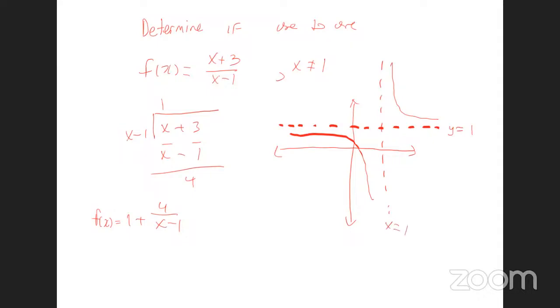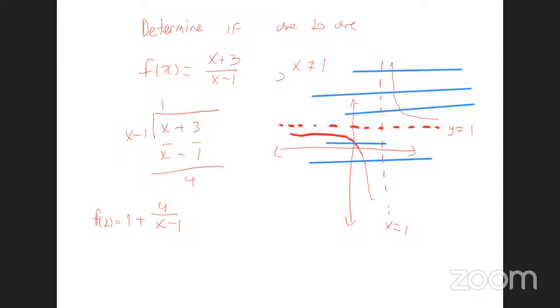What do you all think, one to one? Would it pass the horizontal line test? Yes, but we already know those lines we drew are asymptotes. So if I were to draw a horizontal line anywhere, it touches once. So therefore it is one to one, right? It passes the horizontal line test. Therefore, one to one.